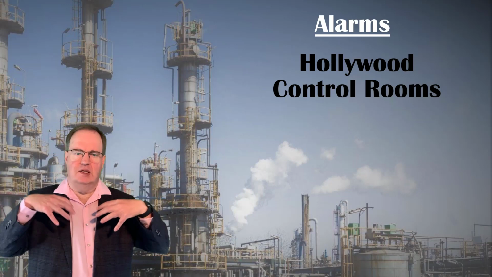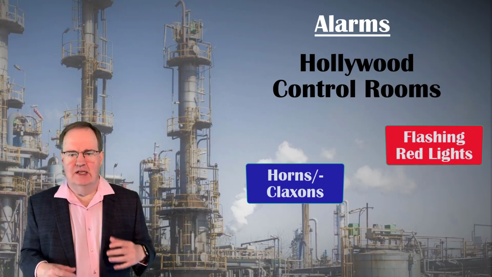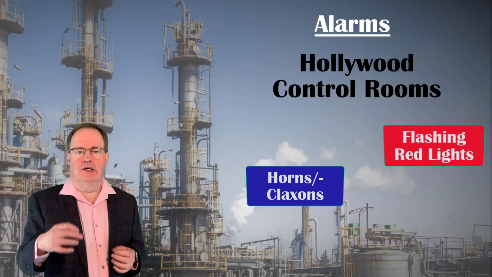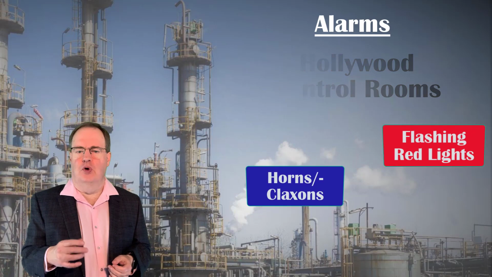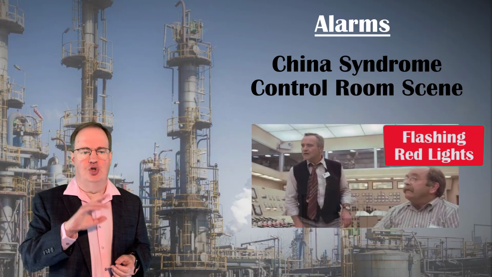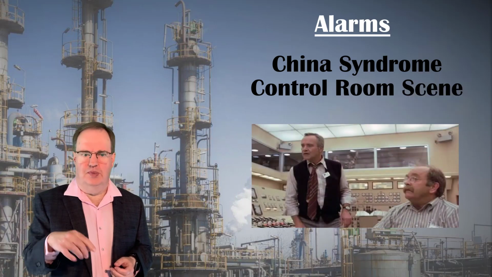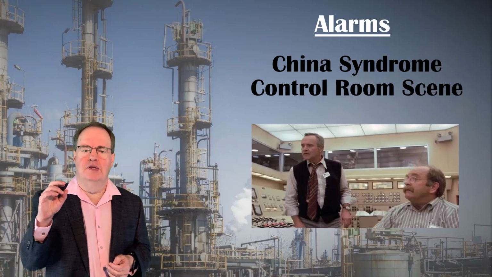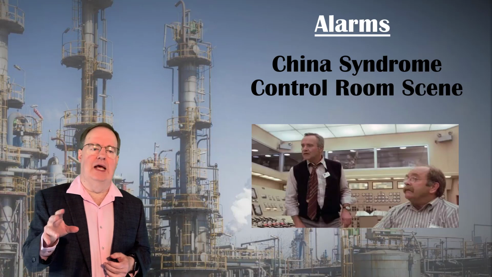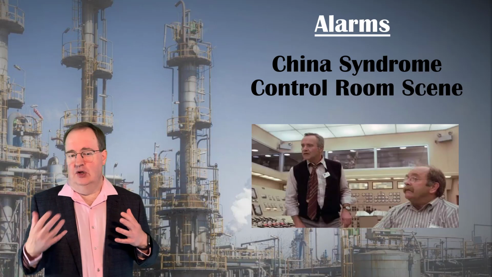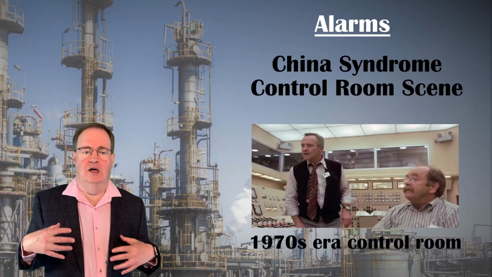In Hollywood movies, if the scene opens in a control room, expect multiple horns or klaxons and banks of flashing red lights. Something's gonna blow. Go to YouTube and search for China Syndrome control room scene, which I would show you here, but there would probably be copyright issues. This movie is from 1979, so the control room is hardwired and analog rather than graphical and digital, but it does depict a nuclear power plant control room of that era.